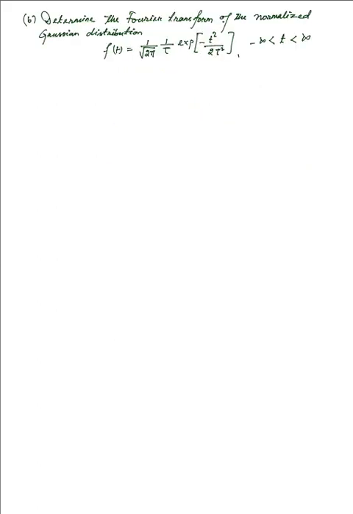In the next bit, we have to obtain the Fourier transform of the normalized Gaussian distribution. Now this is a Gaussian distribution having the exponential in the squared term, the negative squared term, that is.